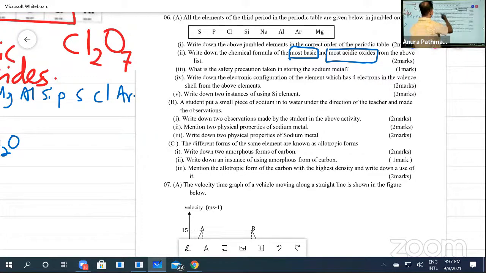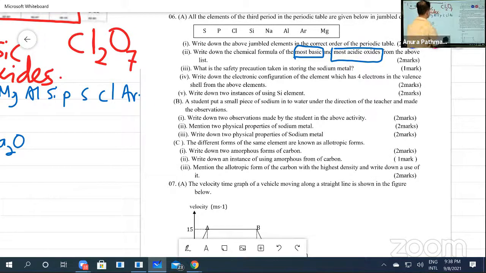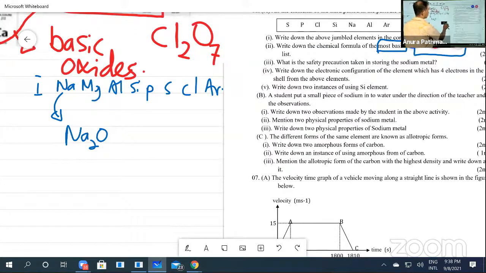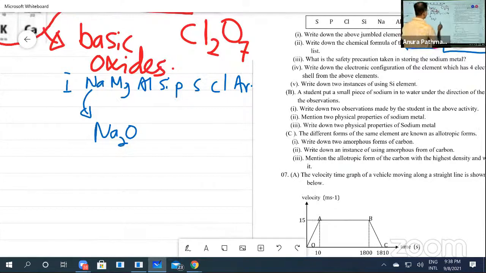Well, what is the safety precaution taken in storing the sodium metal? Stored in paraffin oil or kerosene, because it's not kept exposed to normal air, since it reacts with the water vapor. Therefore, it's stored in kerosene oil or paraffin oil, as you told. So the answer for this one is storing.